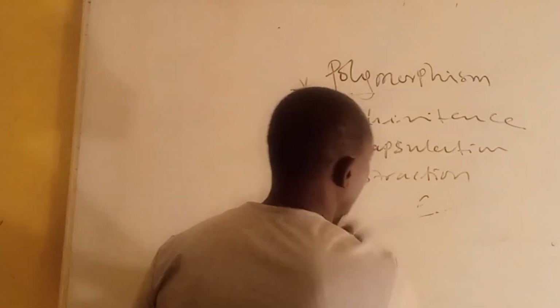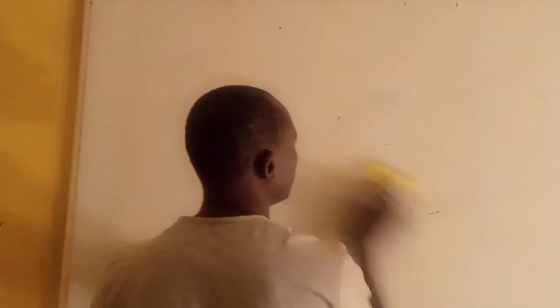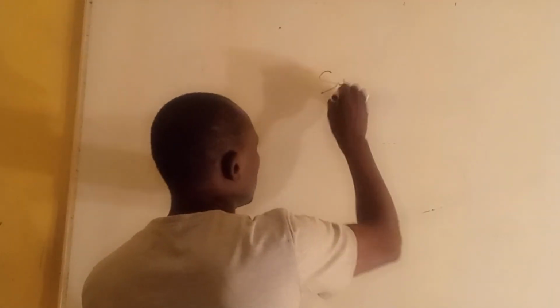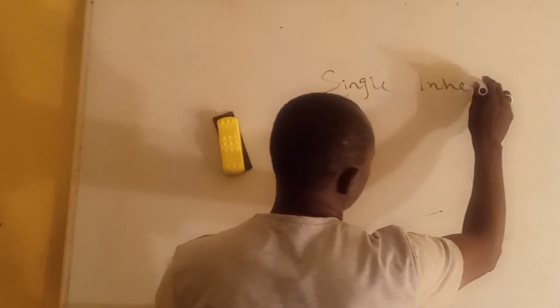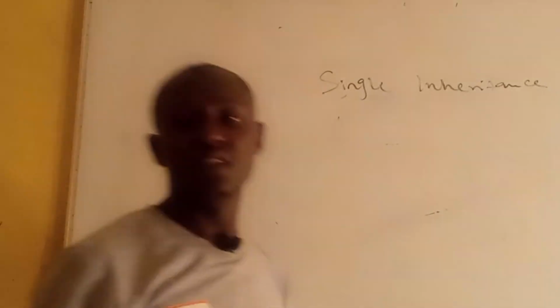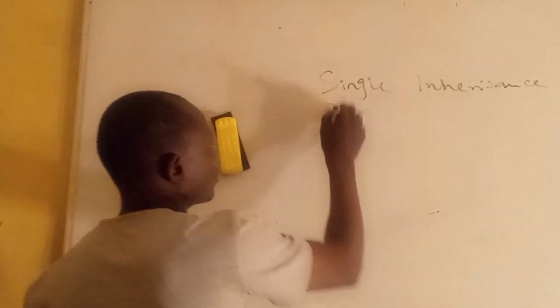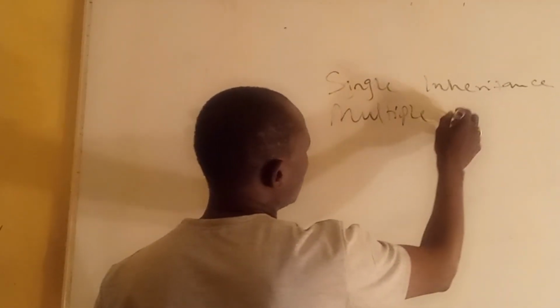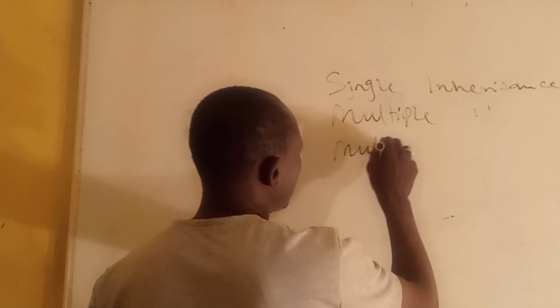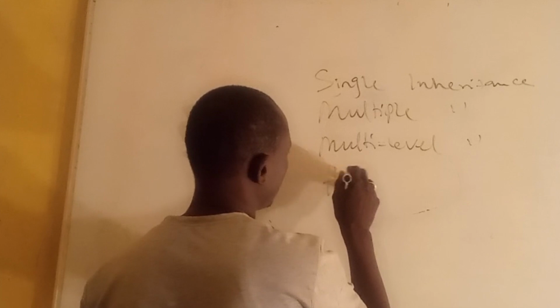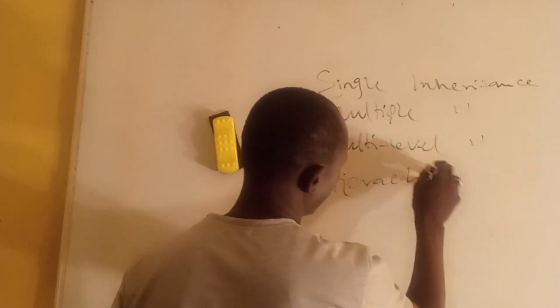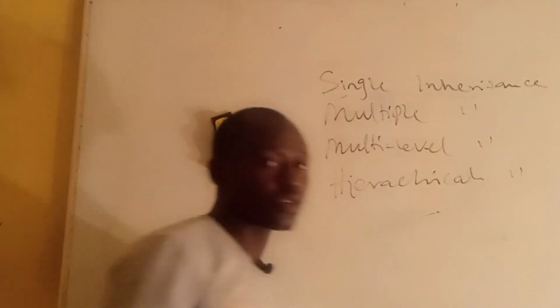Types of inheritance: we have single inheritance, please, not polymorphism. We have single inheritance, multiple inheritance, multi-level inheritance, and hierarchical inheritance also. So these are the types of inheritance that we have.